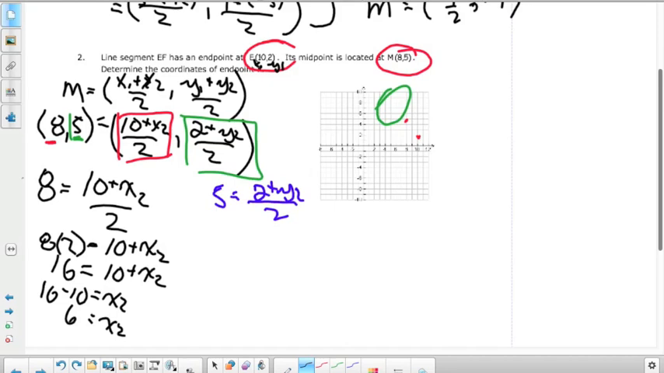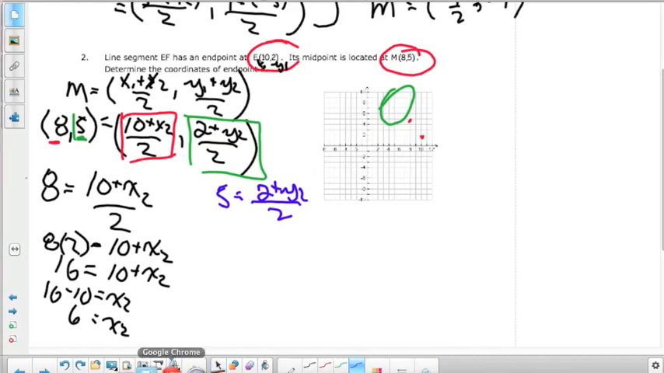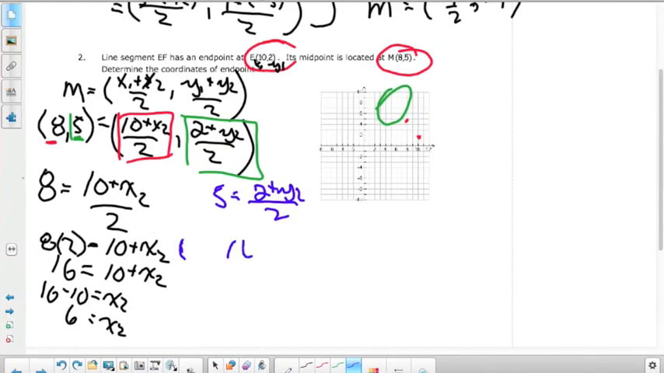Do likewise on the right. Multiply both sides by 2, so I get 10 is equal to 2 plus y2. Then I can subtract 2 from both sides, so I get 10 minus 2 for y2. So 8 is equal to y2.